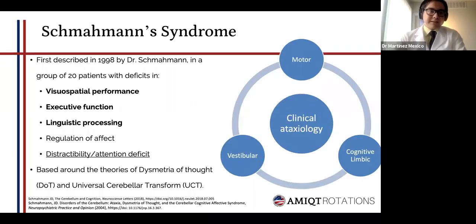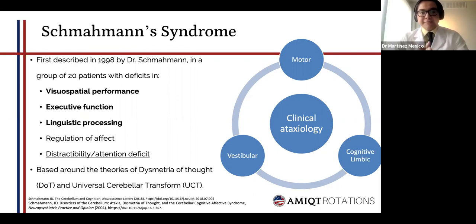So we're going to talk first about Schmahmann syndrome. Schmahmann syndrome is an eponym to talk about cerebellar cognitive affective syndrome, and it gets its name from Dr. Schmahmann, who first described the condition in 1998. In his first study, he analyzed 20 patients with various cerebellar conditions. Some patients had isolated cerebellar conditions. Some patients have global conditions like spinocerebellar ataxias.